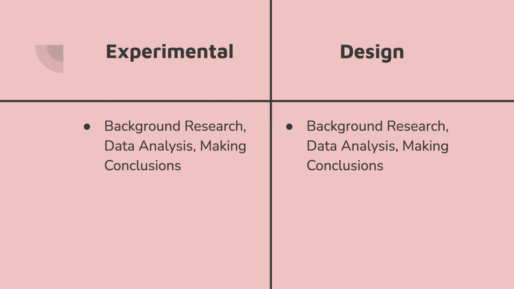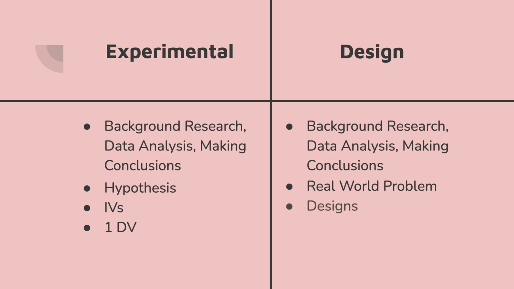Next, I would like to point out the main similarities and differences between experimental and design projects. Both of these kinds of projects involve background research, collecting and analyzing data, and drawing conclusions. Experimental projects have hypotheses, independent variables, and typically one dependent variable, while design projects have real world problems, designs, design criteria, and typically multiple dependent variables.